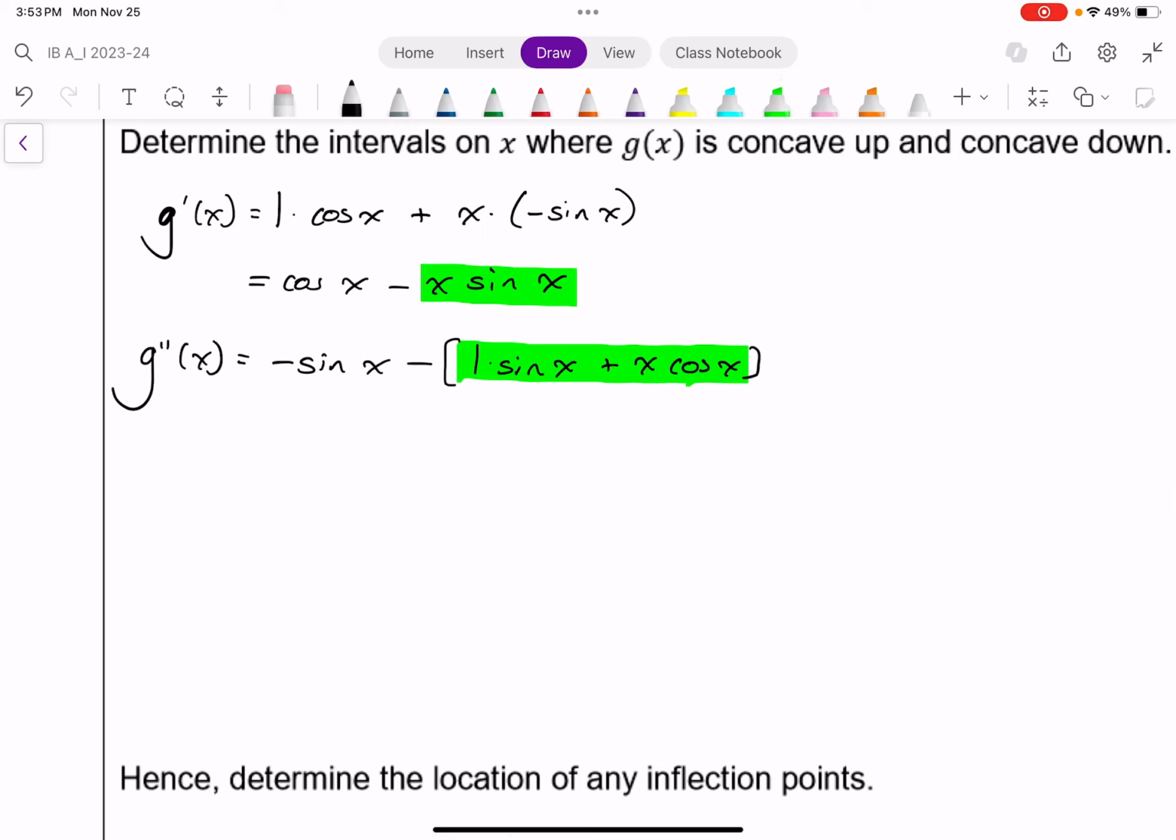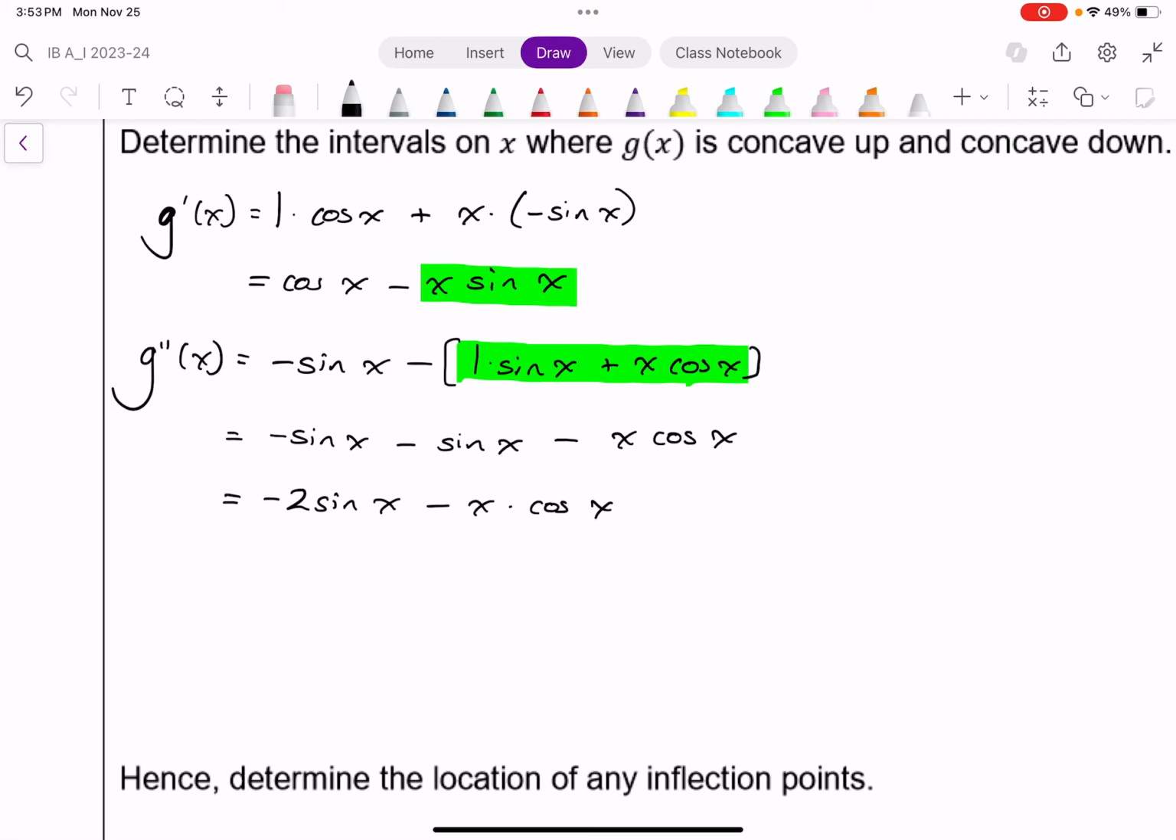So when I get rid of those brackets, I have minus sine x minus another sine x minus x cos x. So combining like terms, I have minus 2 sine x minus x times the cosine of x. All right, so there's my second derivative. So now I want to know, where is my second derivative negative or positive?